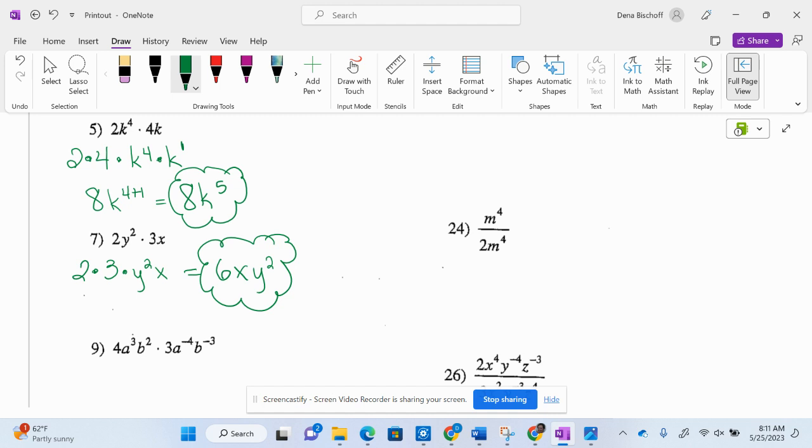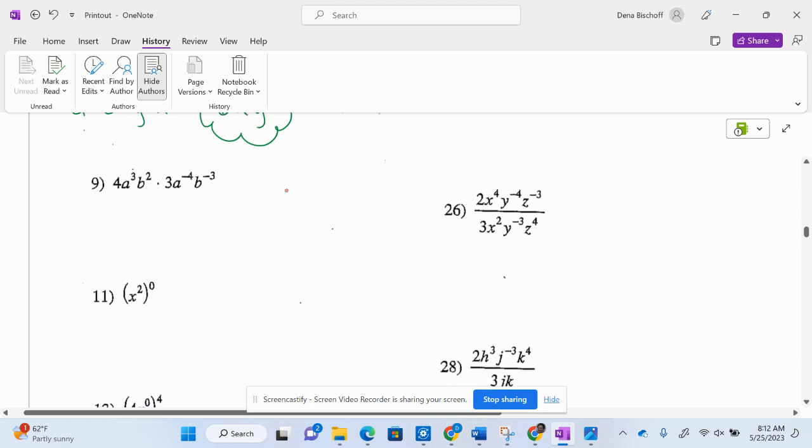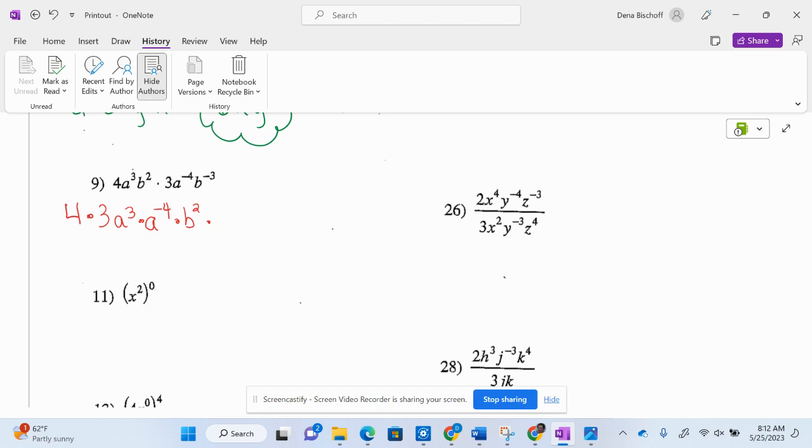Okay. How are we feeling about these? Anything that you guys haven't seen? Anything that you don't remember? You feel okay with this? Okay. Let's look at number 9. So let's see. I have a 4 times a 3. Then I have a cubed times a to the negative 4 times b squared times b to the negative 3.